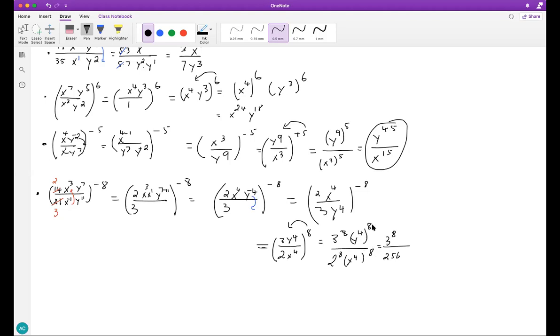What's y to the 4th to the 8th? y to the 32. That's right. And the last one, also 32. Okay, that's basically how you simplify that. It doesn't matter how complex the expression may look. So remember, with this kind of problem, work inside first.